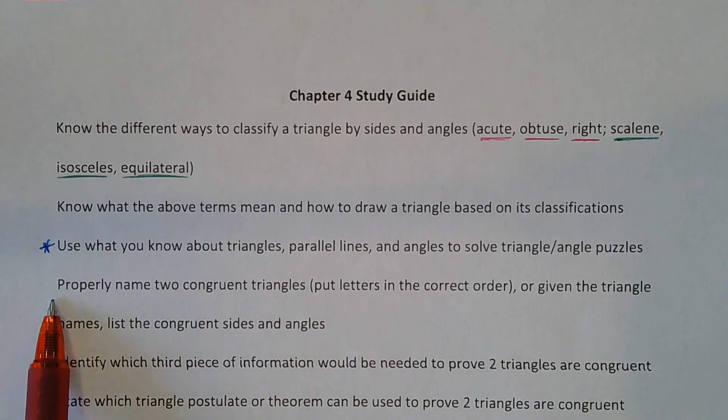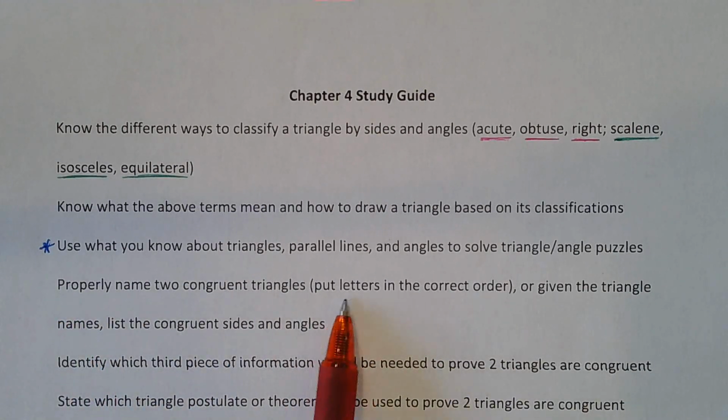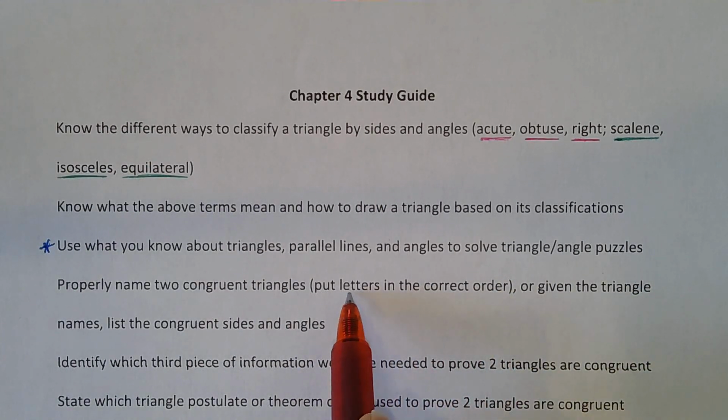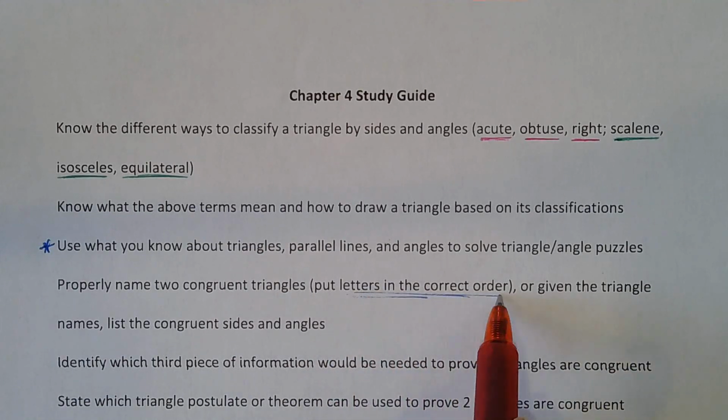Next thing, properly name two congruent triangles. Put the letters in the correct order. As several of you saw me write notes on with your homework this last week, letters need to be in the correct order. So the order of your letters does matter when you're naming congruent triangles.